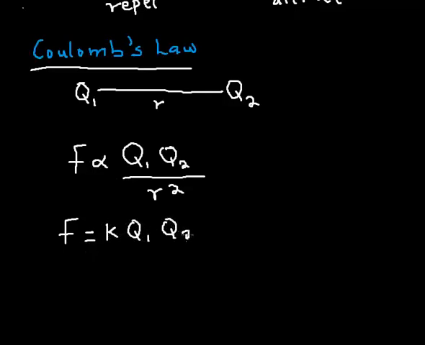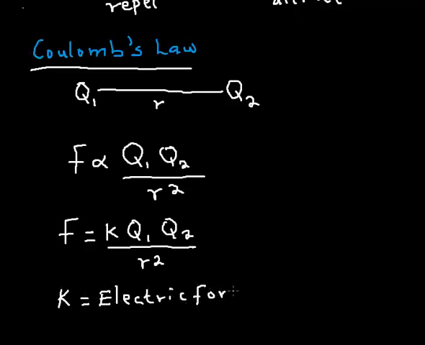Q2, then divided by R squared. Of course, you know what Q1 is. Q1 is the first charge, Q2 is the second charge. Okay, R is the distance between the two charges, the distance apart. All right, then the K here is the electric force constant. Okay, the electric force constant. So it's a constant.